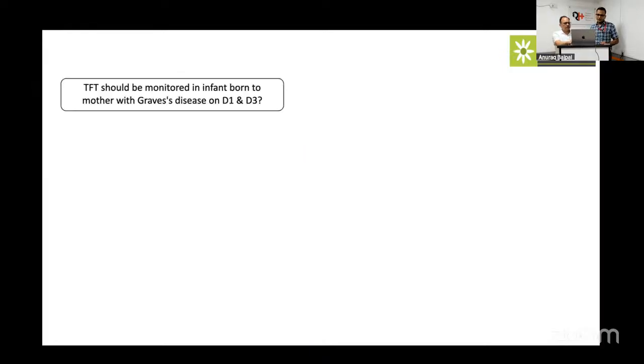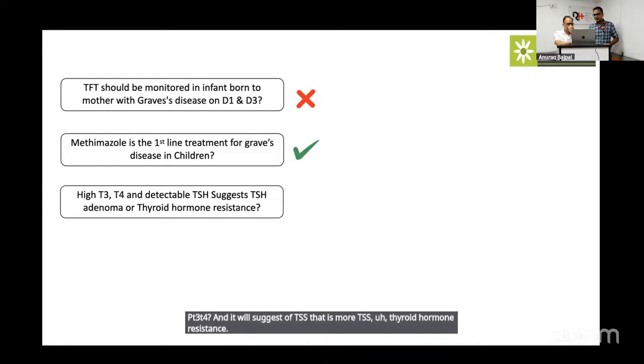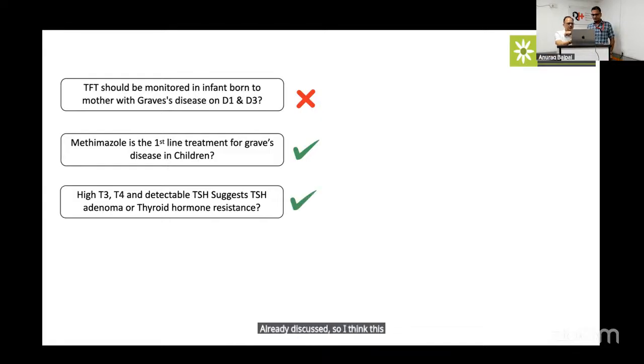High T3, T4 and detectable TSH suggest TSH adenoma or TSH thyroid hormone resistance. Already discussed. So I think this is very clear. This is clearly the case.